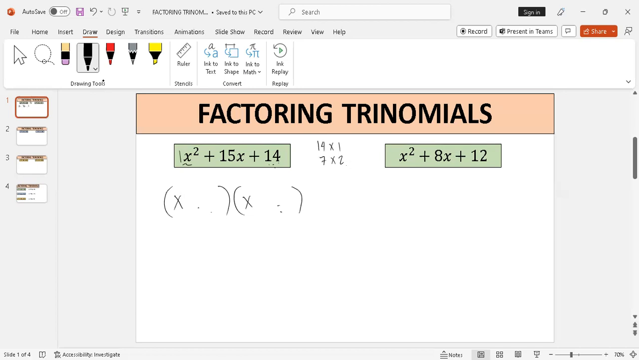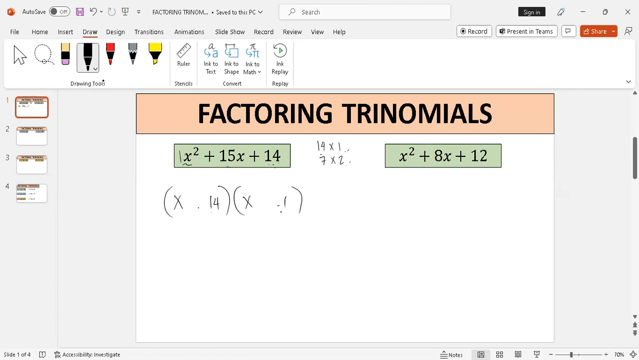We have to consider the numerical coefficient of the middle term. In this case, it's 15. So, alin dito sa pairs na ito, yung kapag pinag-add nyo or pag pinag-subtract nyo, ang magiging result ay 15. It's 14 and 1 kasi 14 plus 1 is 15. So, yan yung kukunin natin na factors.